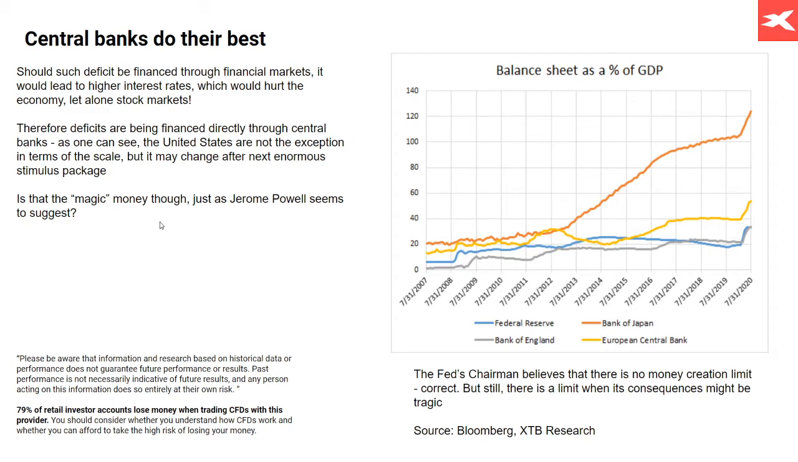Is that the magic money, though, just as Jerome Powell seems to suggest? So just printing money as much as possible? You can see the banks' balance sheets as a percent of GDP, and the Bank of Japan obviously skyrocketing. We can see the Federal Reserve is the blue line, the Bank of England is the gray line, and the European Central Bank has been making quite the effort.